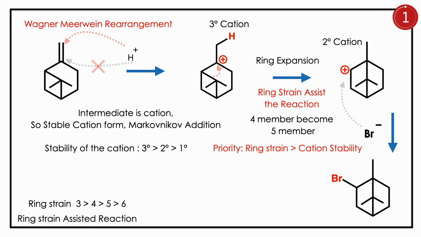So 4-membered becomes 5-membered. Tertiary cation becomes secondary cation. Here, the priority of cation stability is lesser than ring strain. Ring strain is relieved here. Then bromine attacks the cation, and you have the final product. The concept you have to learn here is that whenever there is a cation formation, ring strain will always be relieved.